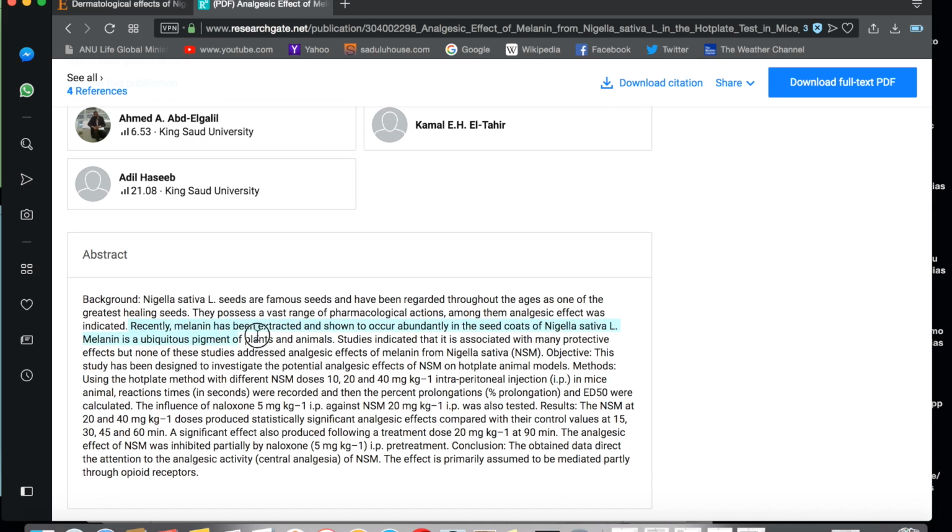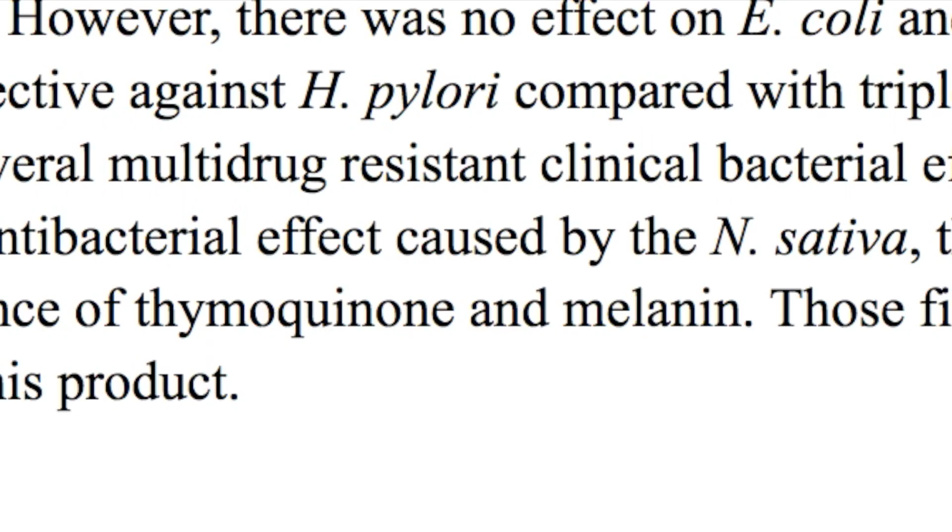But anyway, it says, recently melanin has been extracted and shown to occur abundantly in the seed coats of Nigella sativa. Melanin is a ubiquitous pigment of plants and animals. Okay, so they're talking about a high degree of melanin when they talk about the black seed oil, as we'll see in another study. Now here in this particular study, they talk about the fact that the presence of thymoquinone and melanin are actually together non-passive, meaning that they inhibit the growth of particular bacteria.